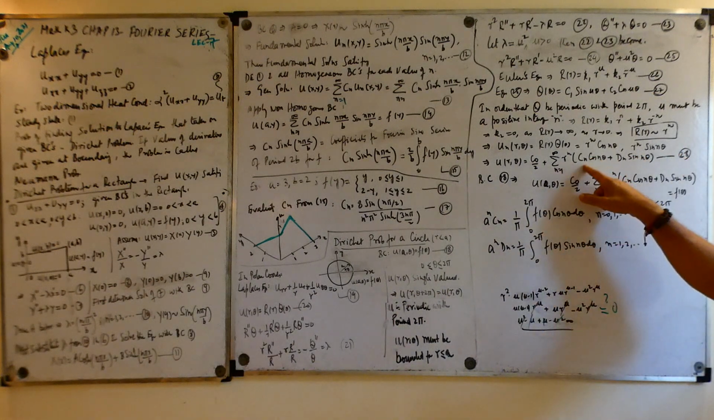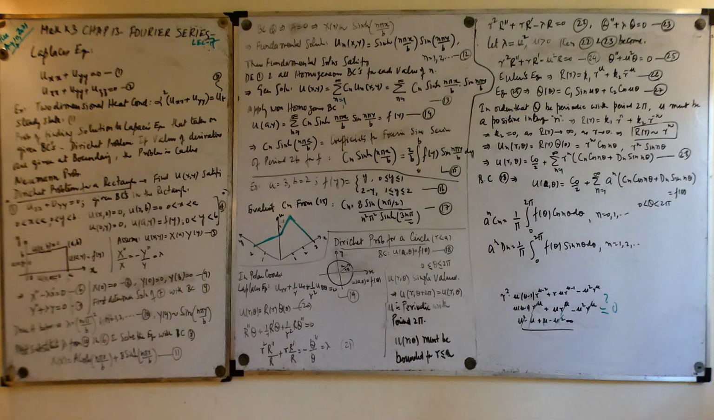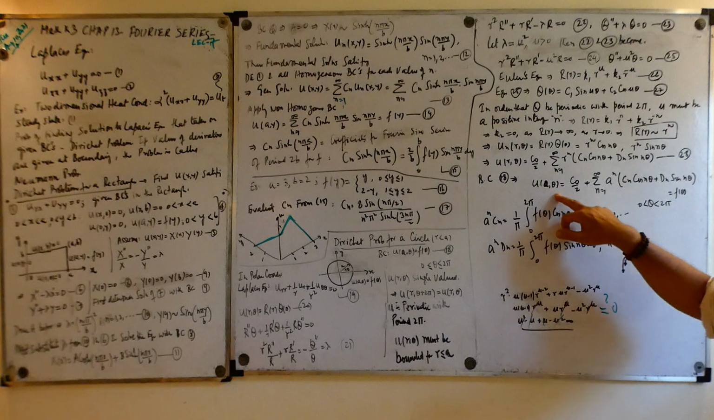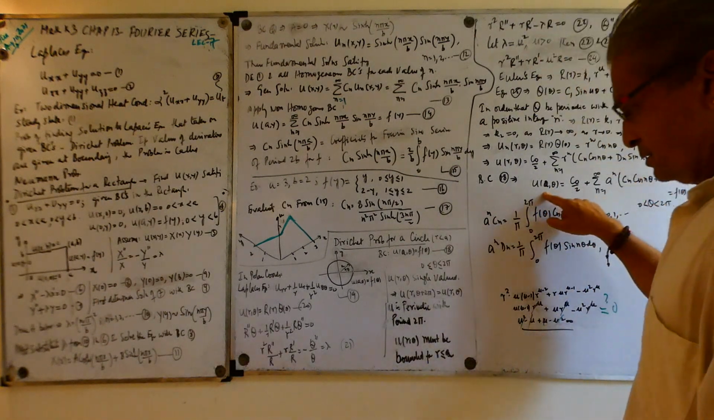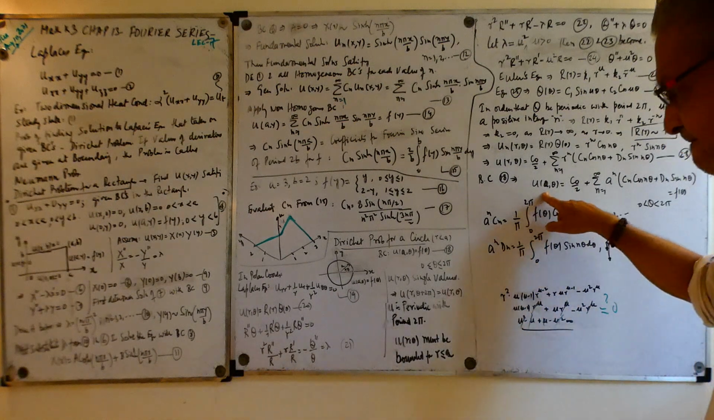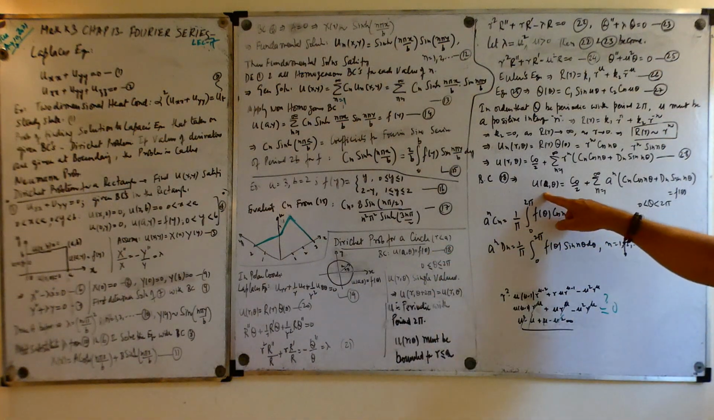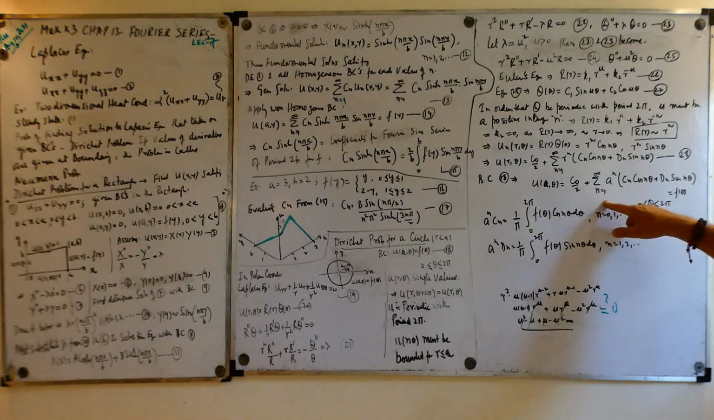Now, to find this Cn and Dn, we're going to apply this non-homogeneous boundary condition, where u(a, theta) equals f(theta). So u(a, theta) equals c0 by 2, that doesn't affect, it's not affected, plus the sum from n equal to 1 to infinity.